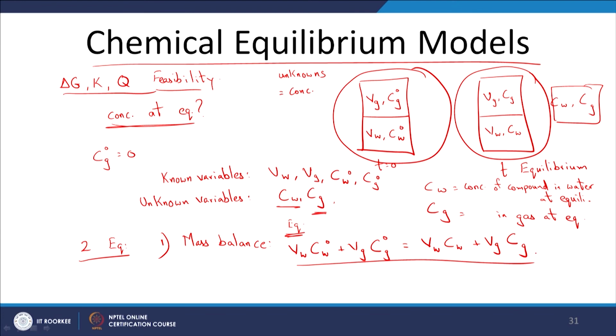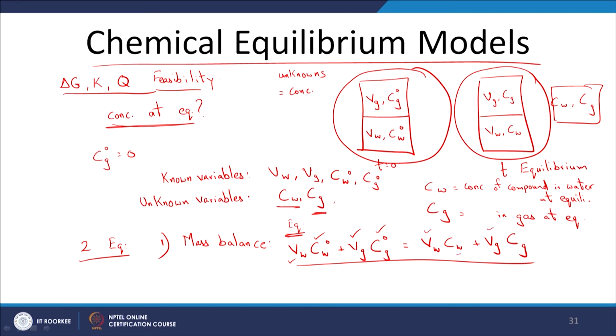So, this is a mass balance. More or less we are equating the total mass before equilibrium to the mass after equilibrium. That is the mass balance here. It is a simple mass balance; there are going to be variations, which we are going to cover later on. Here, what are the known values? We know the concentration of the compound in water initially. We know the volume of water, we know the volume of gas, and we know that there is no compound in the gaseous phase initially.